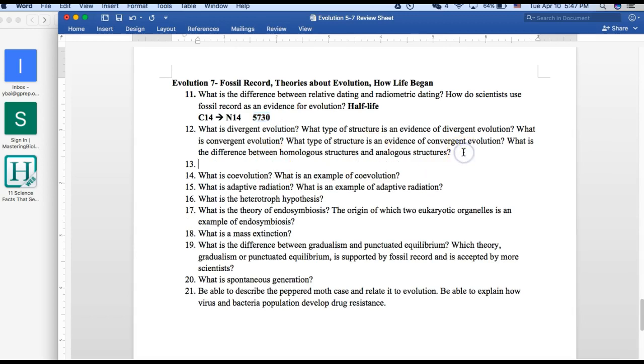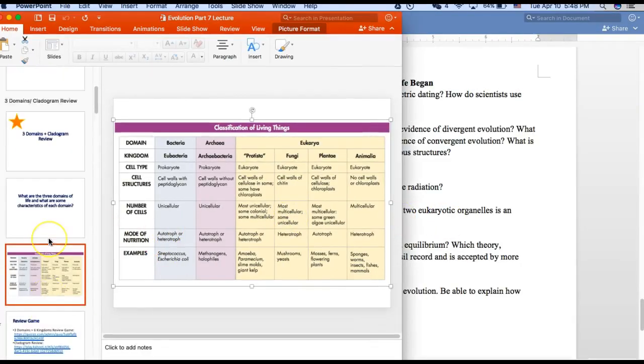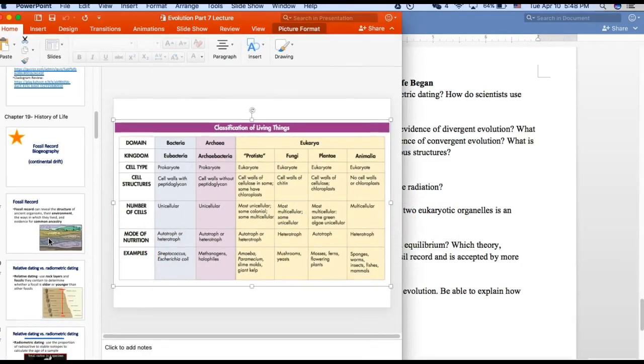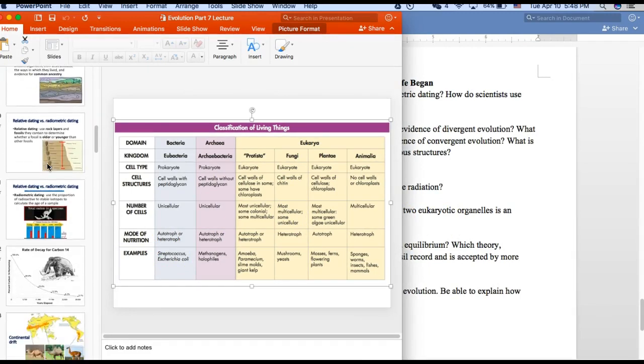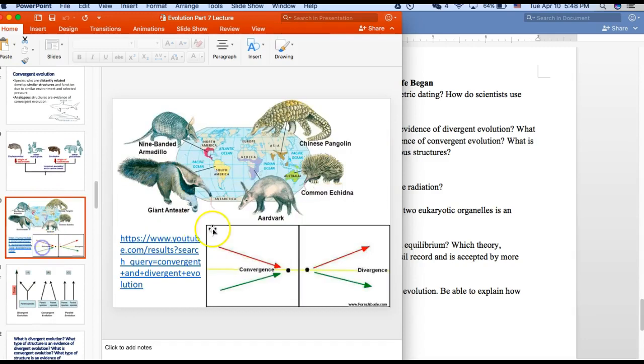The next one is divergent evolution and convergent evolution. I hope you kind of understand what I talked about in class today, but if you didn't, make sure you watch these two videos one more time. Where'd it go? Oh, here it is. This video link needs to be updated. I'll update that in a little bit.